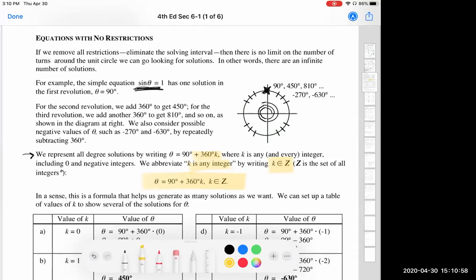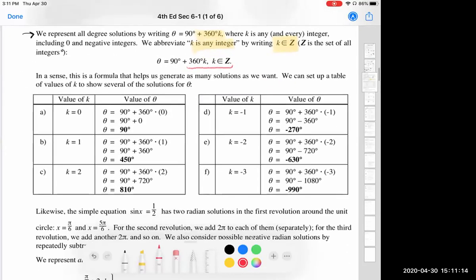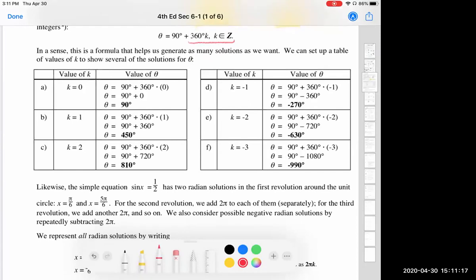And yes, you do have to write all of that. If you don't write all of that, you won't get full credit. So you have to remember this part, that 360k, comma, k contained in Z. In a sense, this formula helps us generate as many solutions as we want.